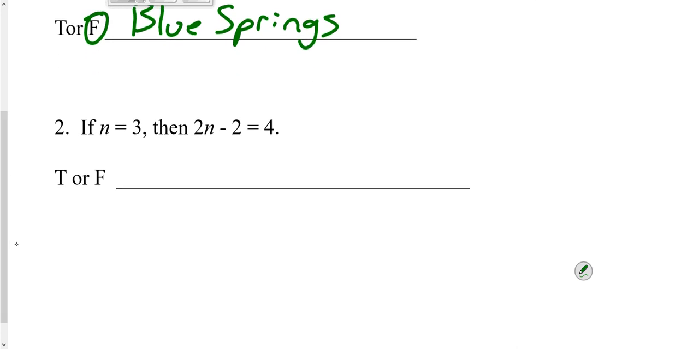Number 2, if n equals 3, then 2n minus 2 equals 4. So to see if this is true, we need to plug in 3 for n and see if we get 4. So if we plug in 3, 2 times 3 is 6, minus 2 is 4. So that is true.